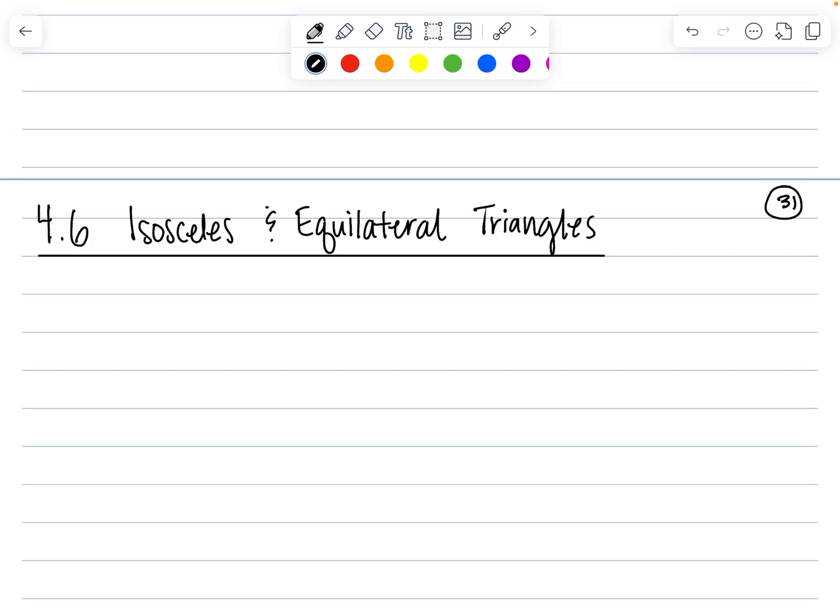And as we know, we've already defined an isosceles triangle is a triangle where two sides are congruent and its base angles are congruent.